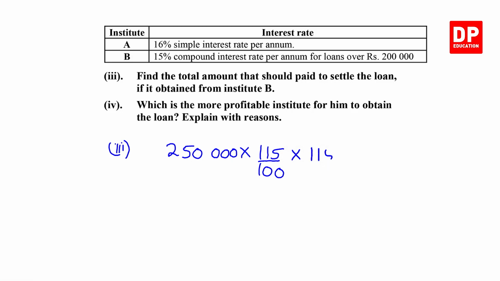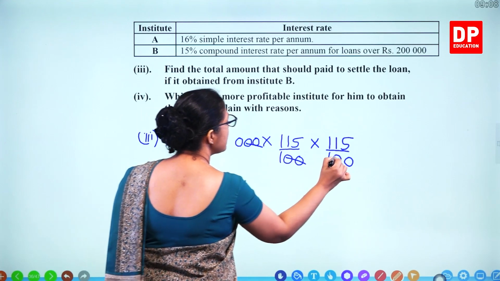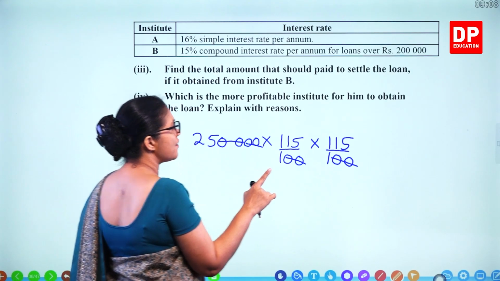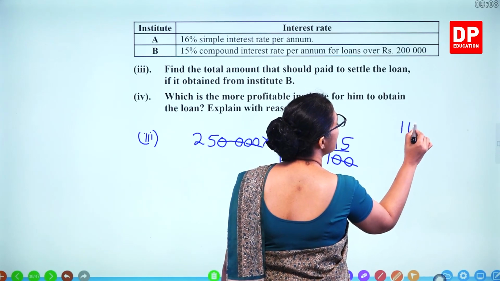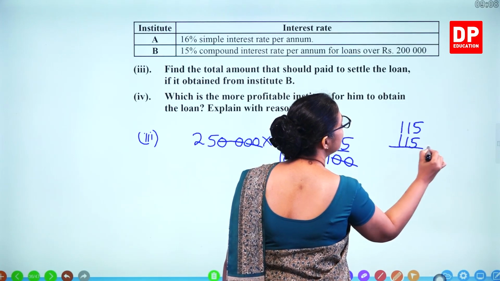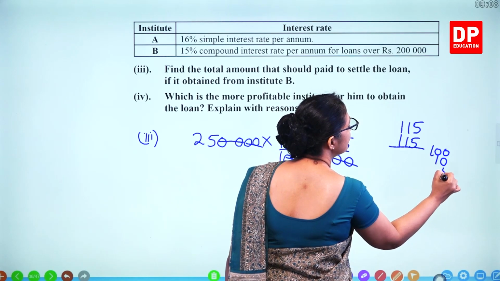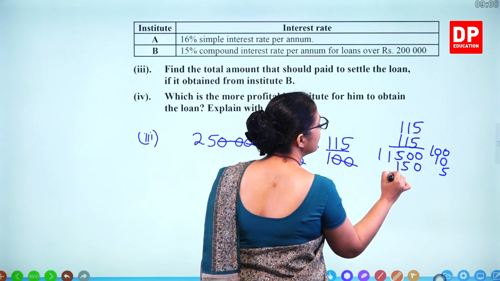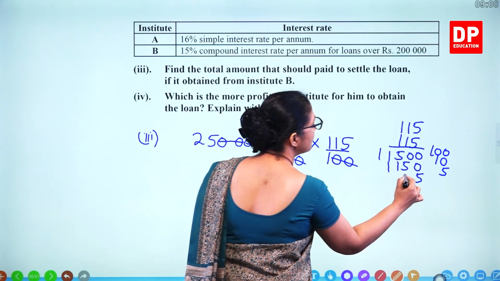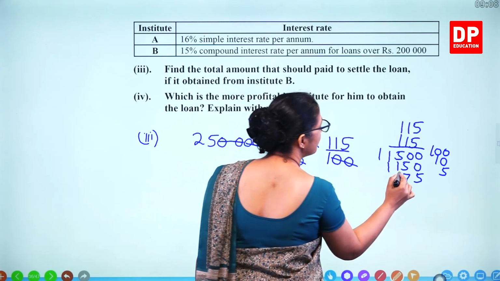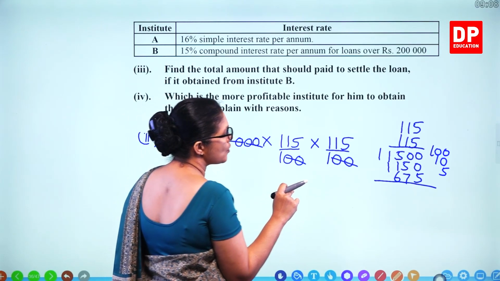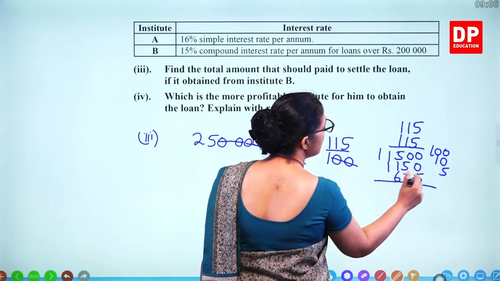For 2 years, you have to multiply by 115 over 100 again. 2 zeros get cancelled out, another 2 zeros. So 25 times 115 times 115. So we'll multiply 115 into 115. Multiply by 5. 5 times 5, 25. 5 times 1, 5 plus 2, 7. 5 times 1, 5.